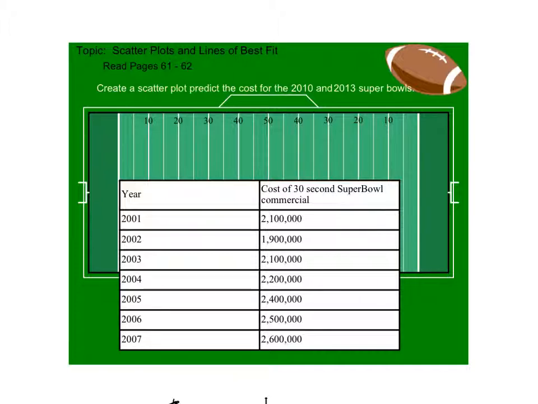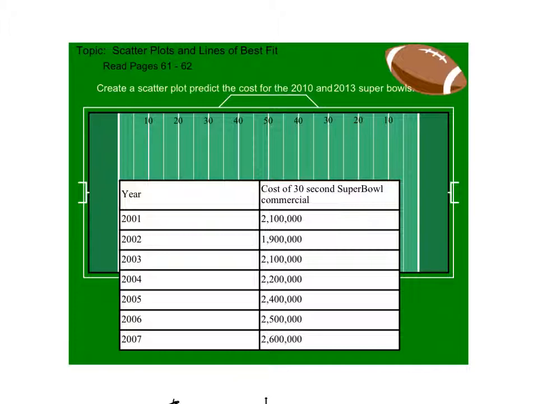Okay, so we are going to do a specific task in this video. We're going to create a scatter plot from our information here, and we're going to use it to predict the cost for the 2010 and the 2013 Super Bowls. So first thing I have to do is I have to make the scatter plot. So I'm going to have to plot this data.